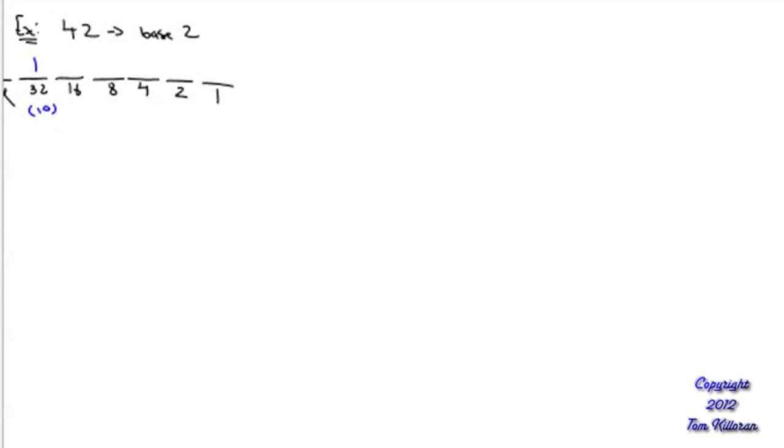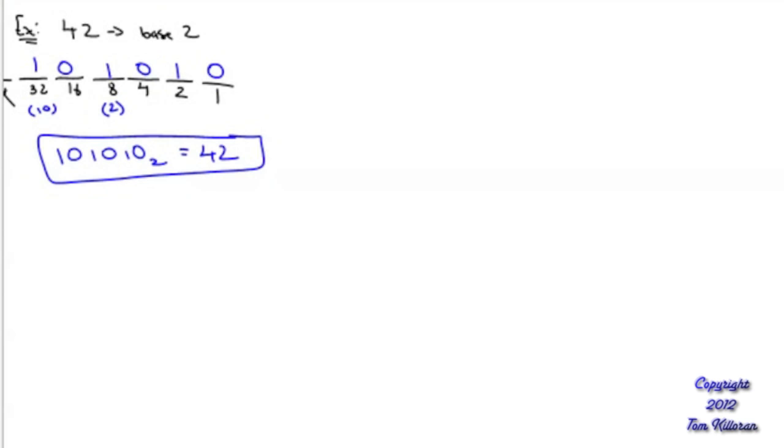16 goes into 10? It does? Don't listen to me. 16 does not go into 10, so I write 0. 8 goes into 10 once with a remainder of 2. 4 goes into 2? It doesn't. 2 goes into 2 with a remainder of 0. So my number is 101010 base 2. That's the same thing as 42.